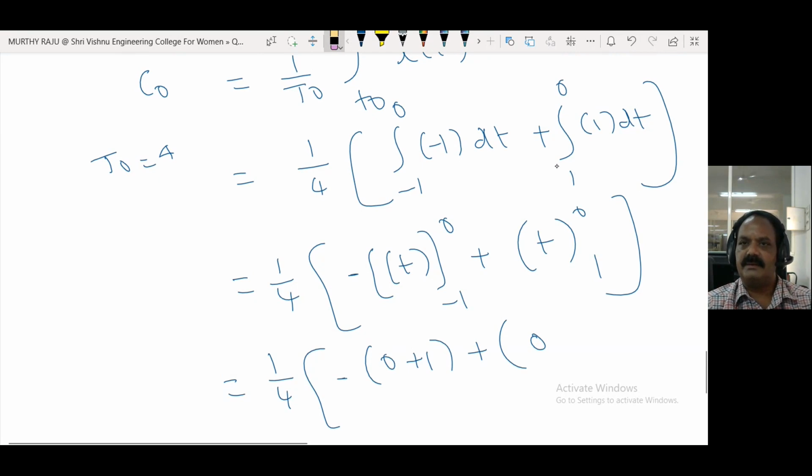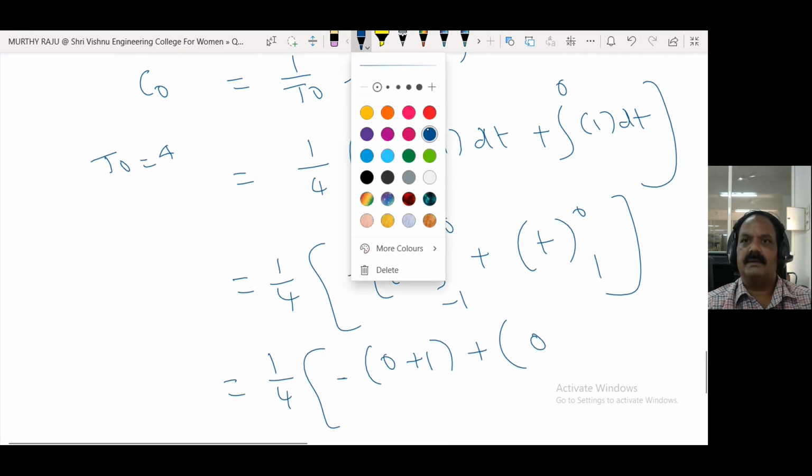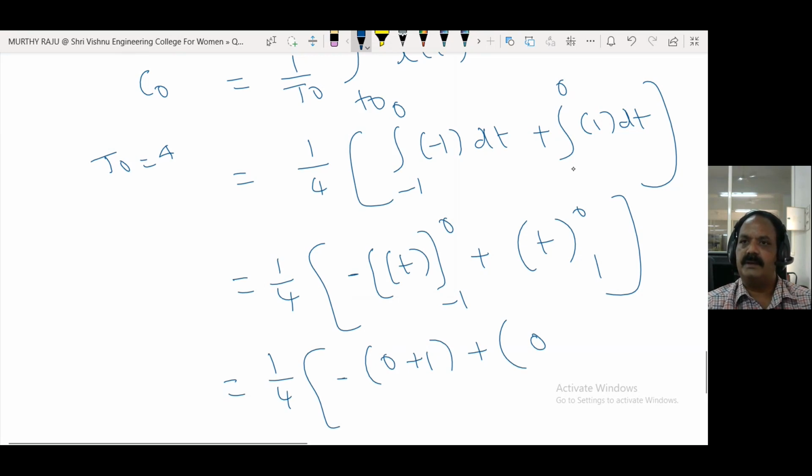This one is 0 to 1. This one is 1, this one is 0, 1 minus 0. Minus 1 to 0, this is the function. Minus 1 to 0, 0 to 1. This one is 1 minus 1. Okay, 1, 0.